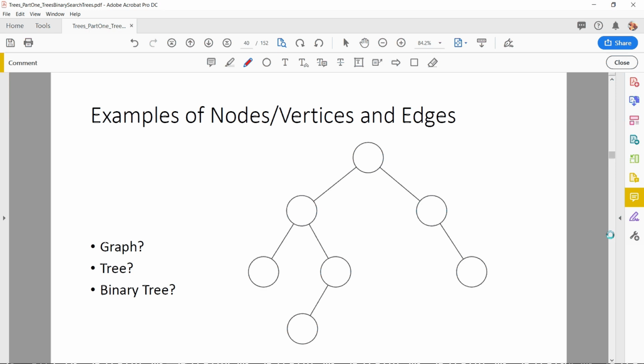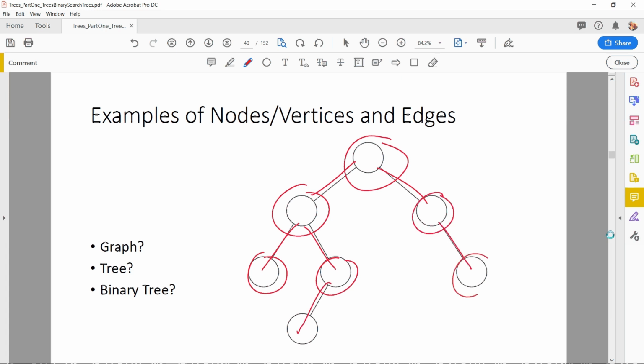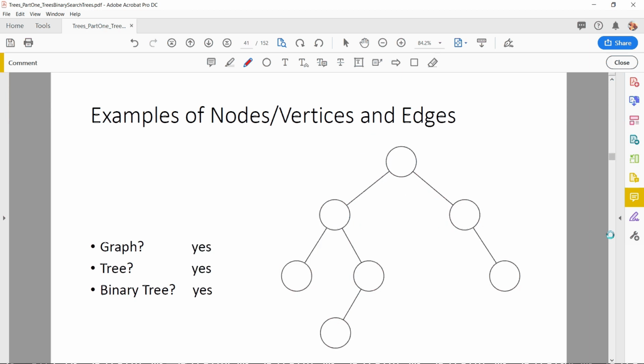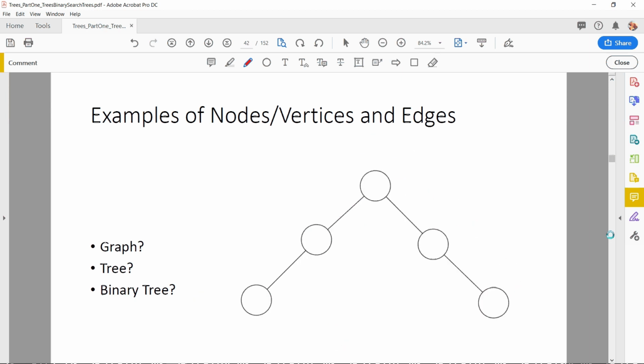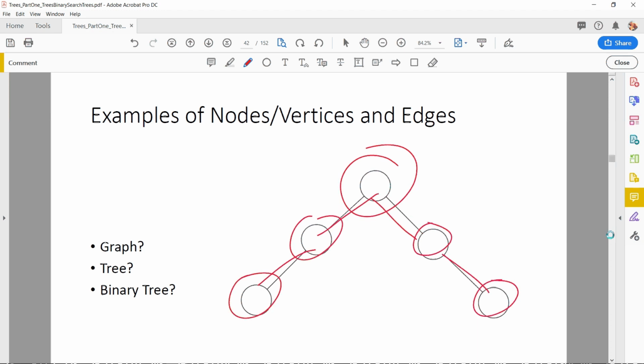Now take a look at this one. This is a graph, it is a tree, and it is a binary tree. So we have 2 children, 1, 2, 2 children, 1, 2, 0 children, 1 child, 1 child, 0 children, 0 children. Yes, all of the nodes have either 0, 1, or 2 children, so this is a binary tree. This one is a graph, it is a tree, there are no cycles, and it is a binary tree. This node has 2 children, 1 child, 0 children, 1 child, 0 children. So yes, that is a binary tree.